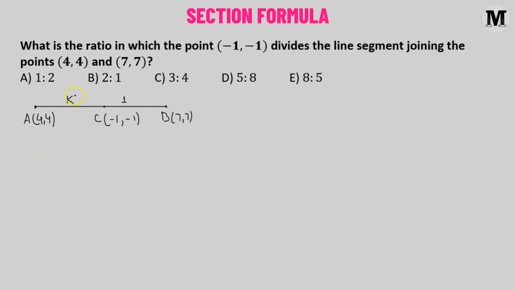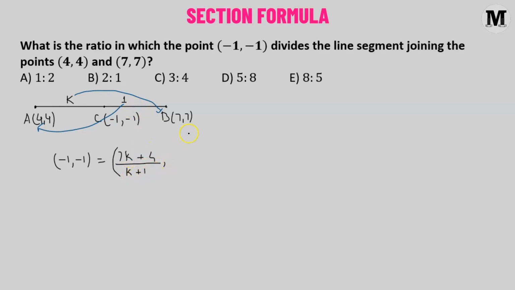All we have to do is take K and multiply it with B, and we'll multiply 1 with A. Fine. Now the coordinates of point C, which is -1, -1, in terms of the section formula, can be obtained as follows. We take the value of K and multiply it with the x coordinate of B, so that's going to be 7. So we have 7K added to 1 multiplied by the x coordinate of A, 4. So that's 4, divided by the sum of the ratio, which is K plus 1.